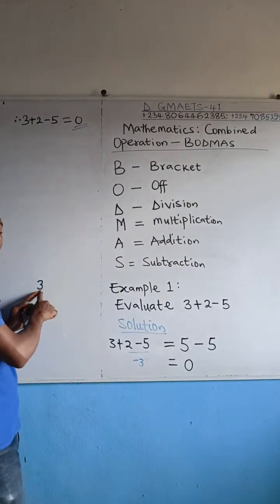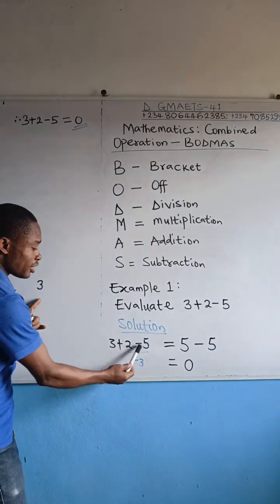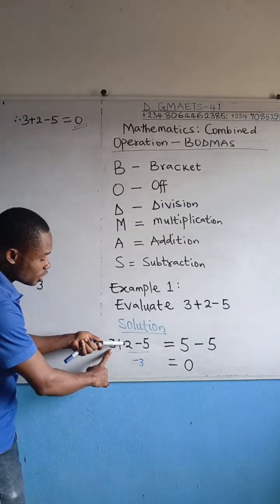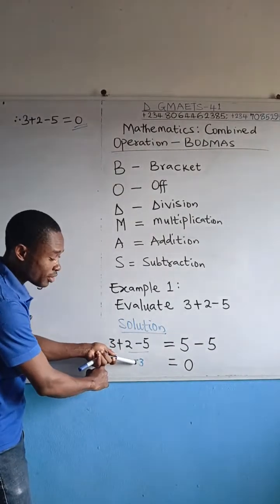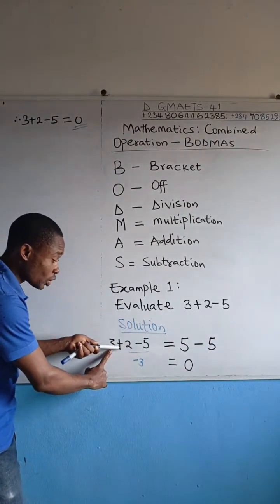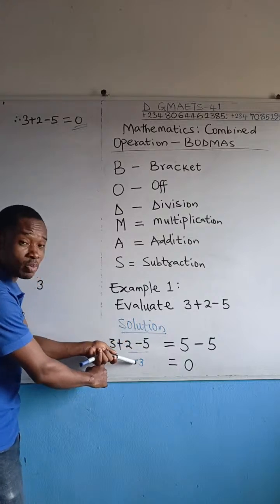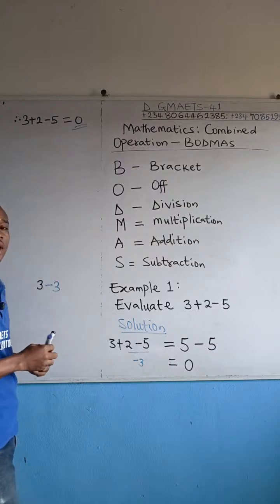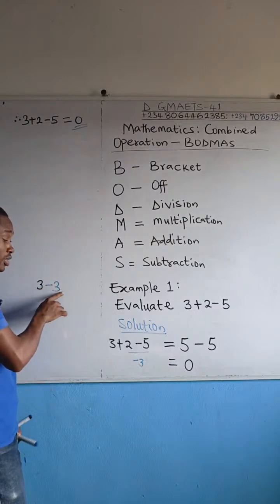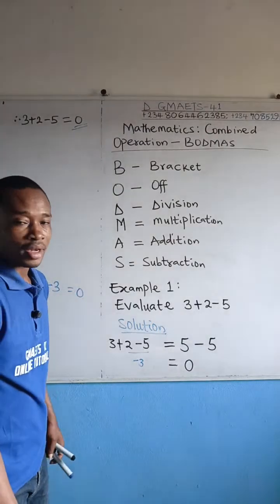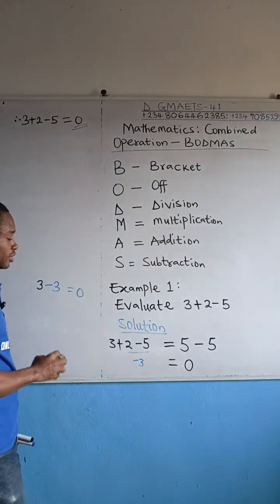Remember, we left 3 here before. Plus 2 minus 5 gave us minus 3. So if you have 3, and then this plus 2 minus 5 gives you minus 3, it means these two numbers, plus 2 and minus 5 together, you will remove them and fix minus 3. Look at it, minus 3. And then if you solve 3 minus 3, you are going to get 0. A number minus itself, you will get 0.